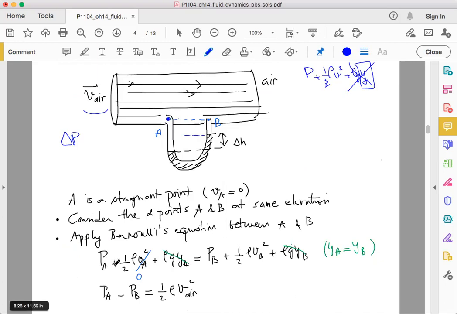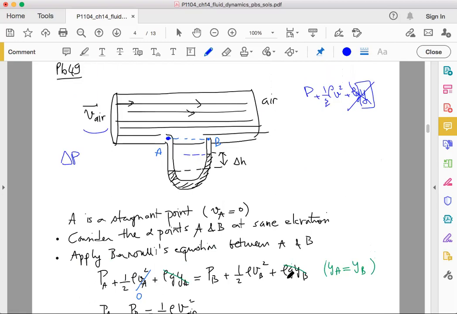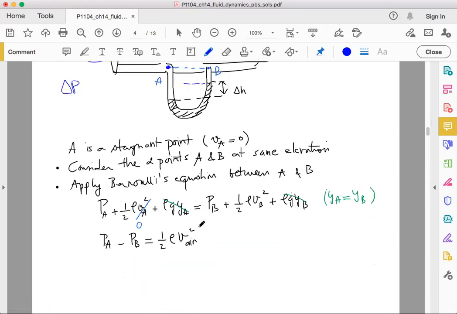So we end up with PA plus half rho VA squared plus rho g yA is equal to PB plus half rho VB squared plus rho times g times yB. So we have chosen A and B to be at the same level, so we can simplify or reduce the term rho gy on both sides of the equation. Rho gy بنتخلص منها بيبقى عندنا بس PA plus half rho VA squared equals PB plus half rho VB squared. بعدين ال A بما انها هي stagnation point ال V عليها هي صفر, so we end up with PA minus PB is equal to half rho V air squared.